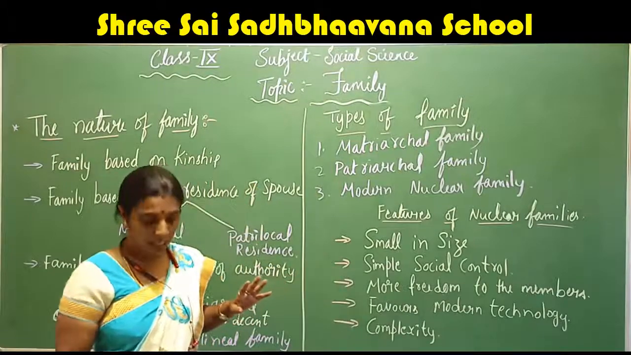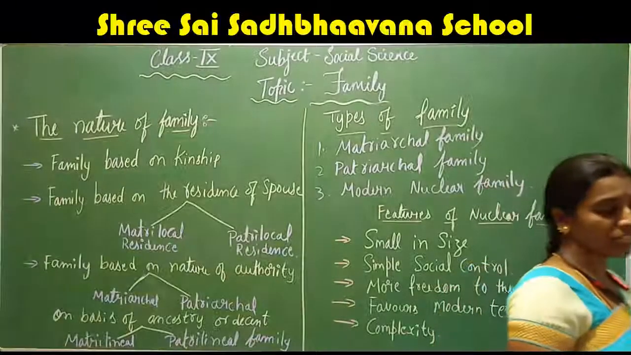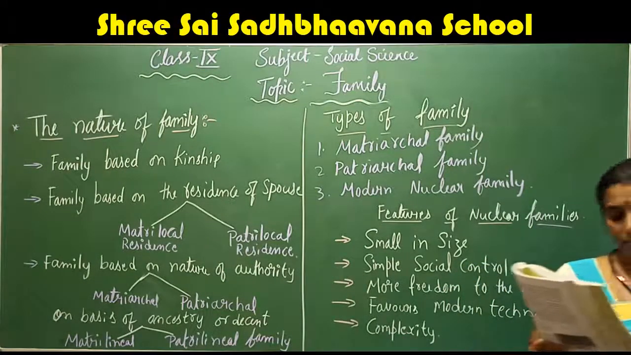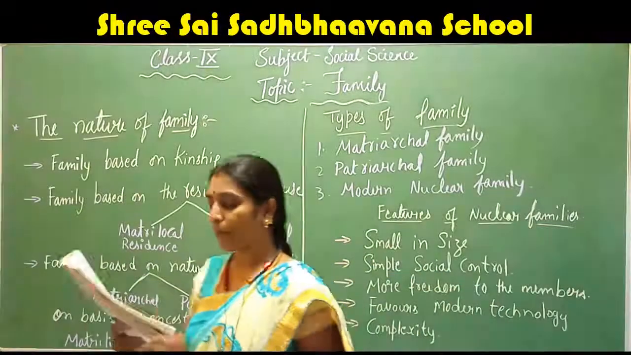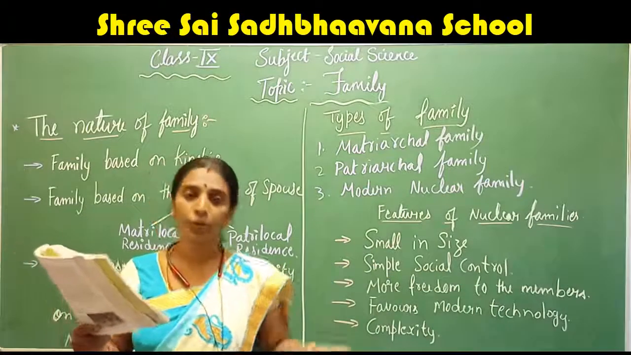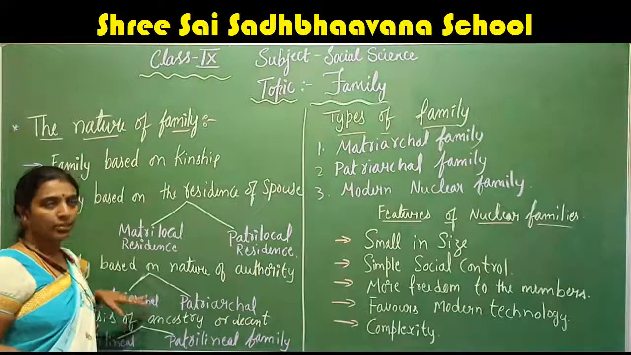The first one is the matriarchal family. In a matriarchal family, the right of property and successorship belongs to the woman. The rights of the property pass on from mother to daughter. I'm going to explain this in depth.